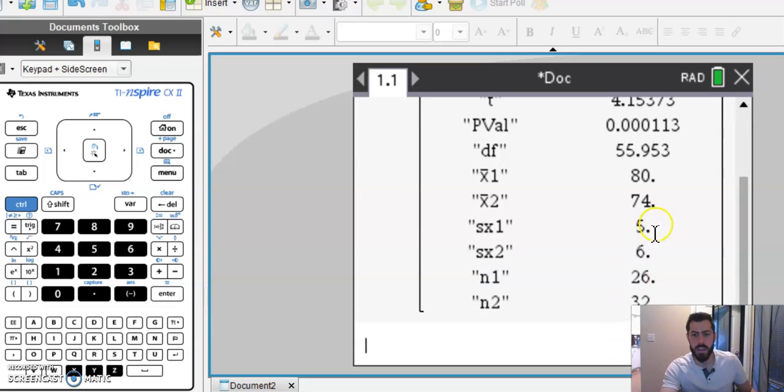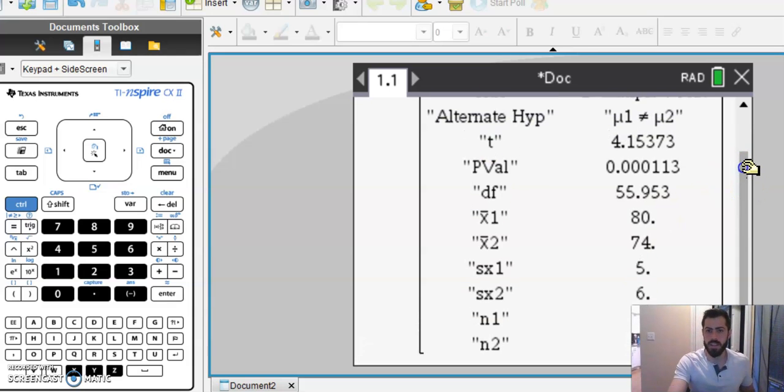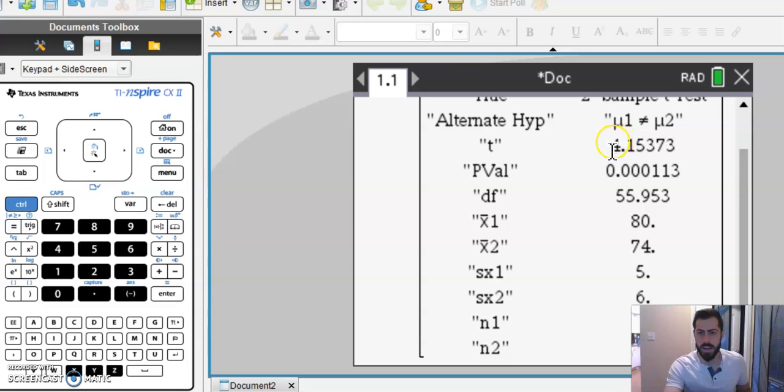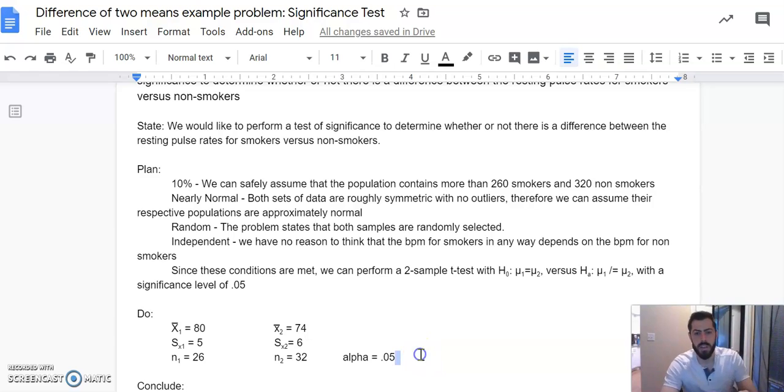So we hit OK. The information we are interested in here is the critical t and the p-value there. So we get a critical t of 4.1, 4.2 when you round, and then a p-value of 0.0001. So now we just got to record this, or report this.